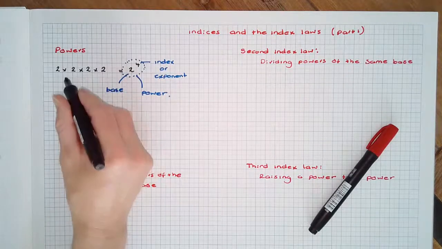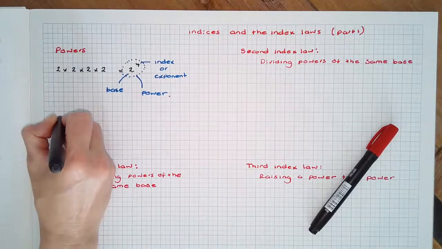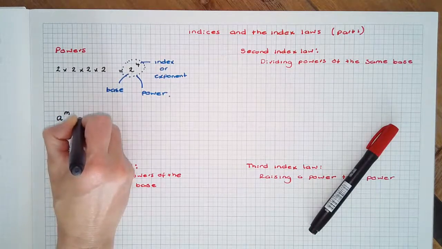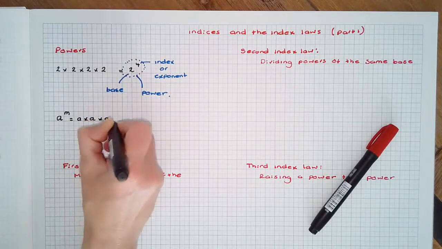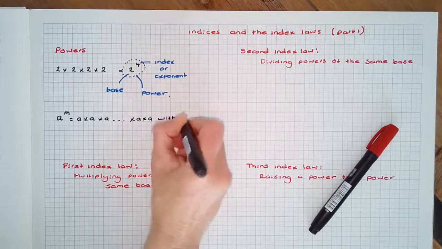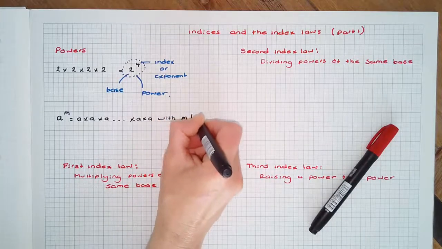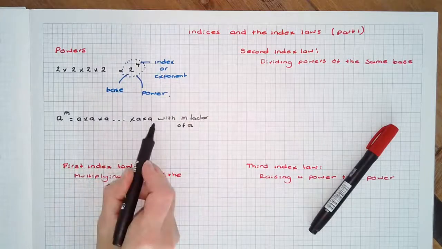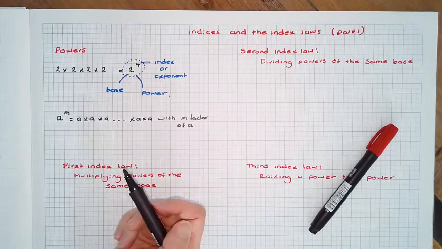We can therefore write a rule: any number a to the power of m, a times a times a times a times a with m factors of a, can be written from expanded notation to index form.